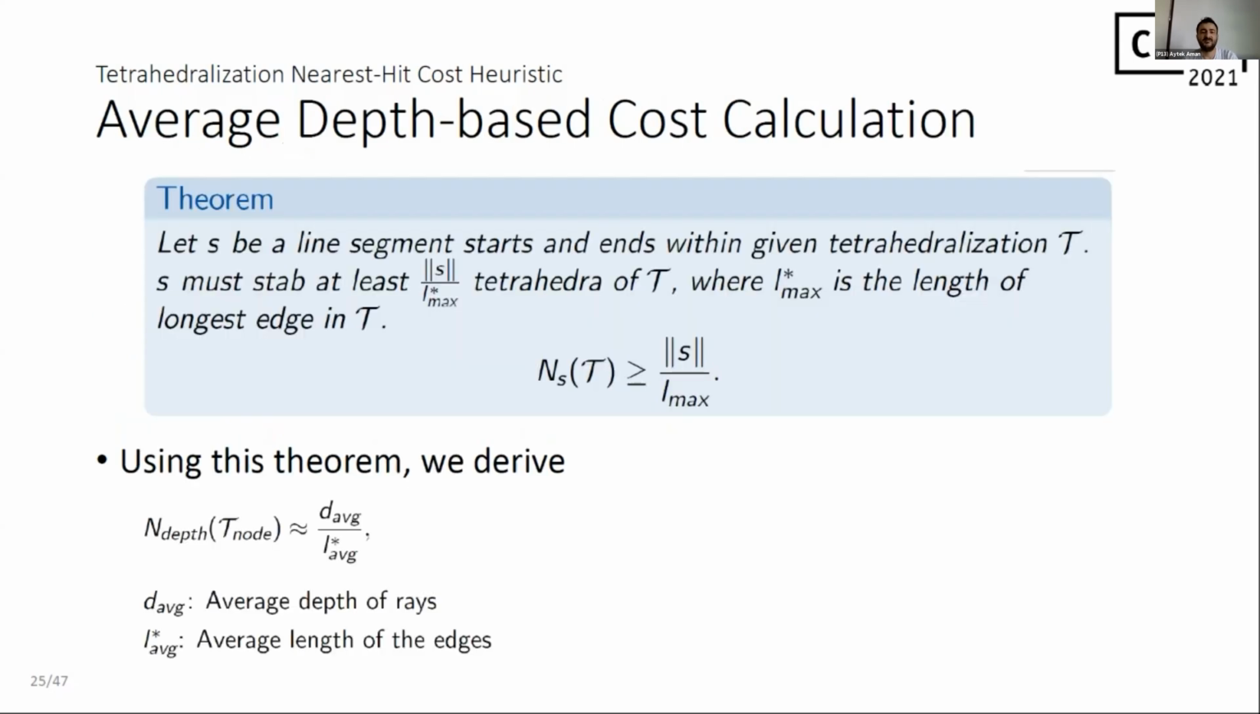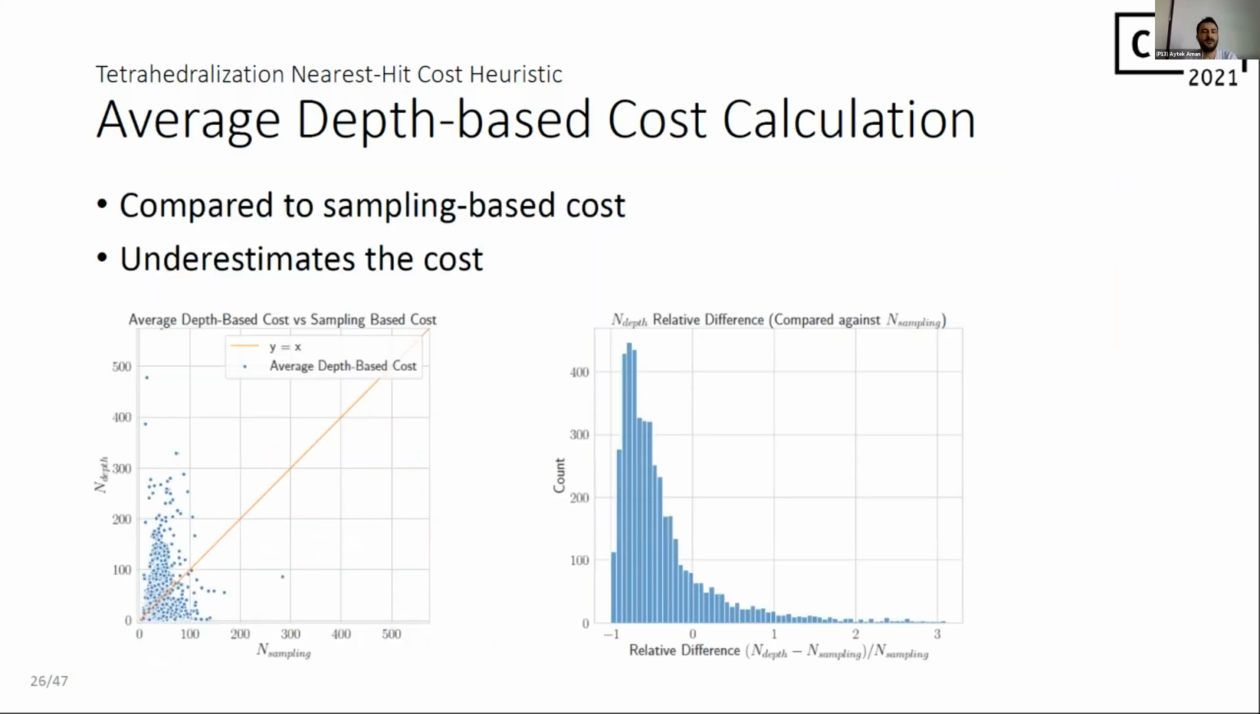Our second method is average step-based cost calculation. In order to compute this, we have the average depth of rays divided by average length of the edges. And to find the average depth of rays, we can have a simple method such as rendering an object to the screen and processing the depth buffer, like the Z buffer, to find the average depth of rays. And compared to sampling-based cost, this tends to underestimate the cost. We found that in our experiments.